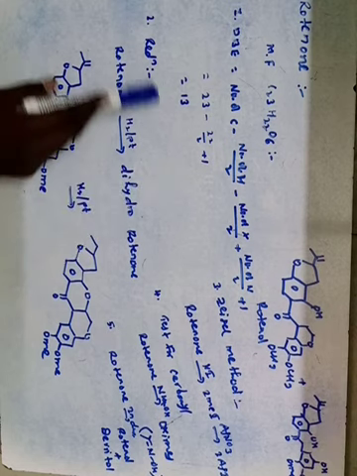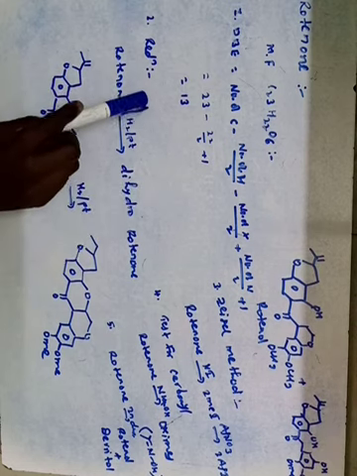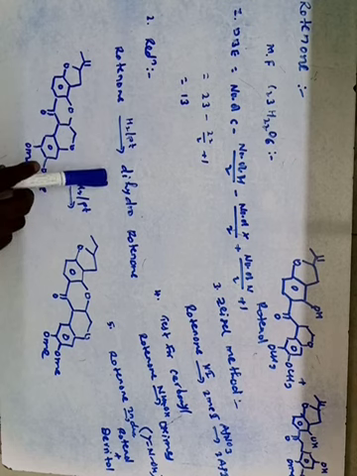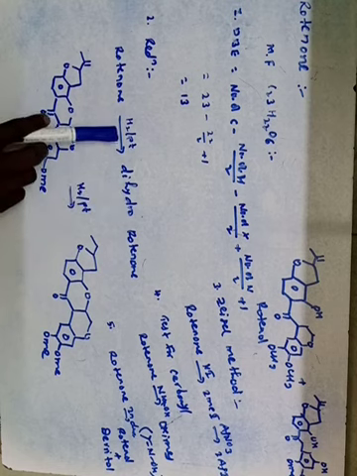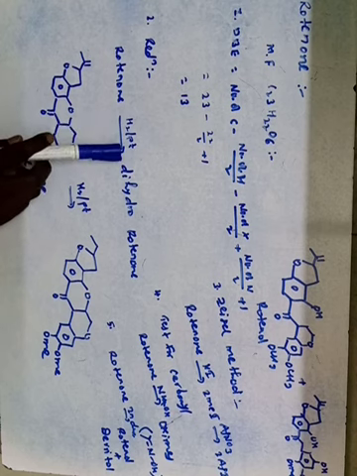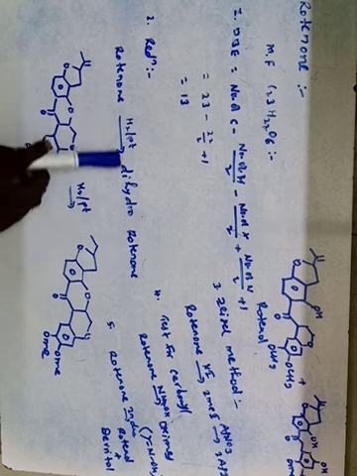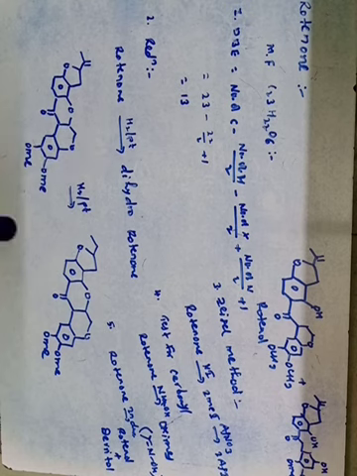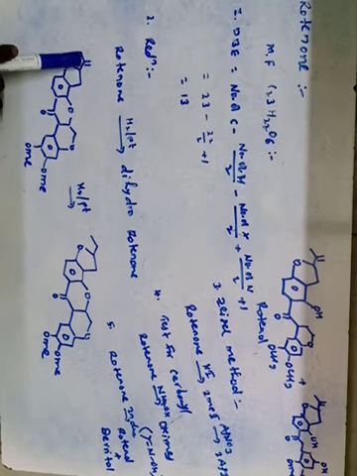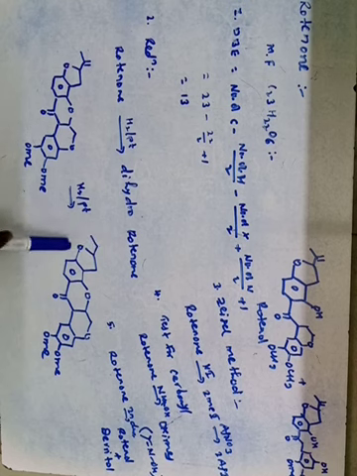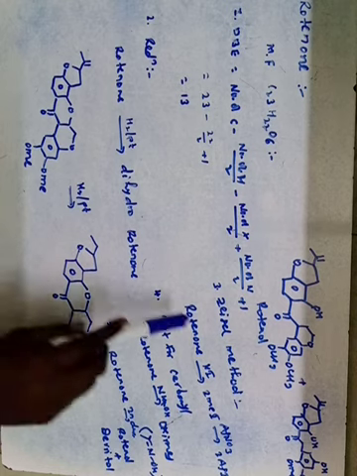Now the second one, that is reduction. If rotenone undergoes reduction, dihydrorotenone formation takes place. That means when rotenone reacts with H2 and platinum, catalytic hydrogenation takes place to form dihydrorotenone, which indicates that there is one double bond present in the rotenone structure. See here, this is the rotenone structure. When treated with H2 and platinum, the double bond is removed, and we get a dihydrorotenone structure.